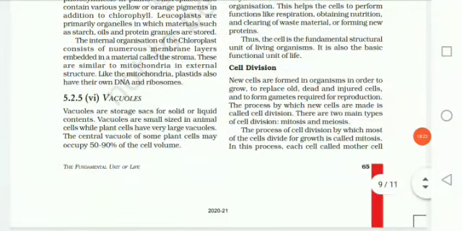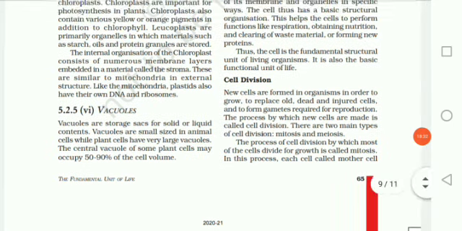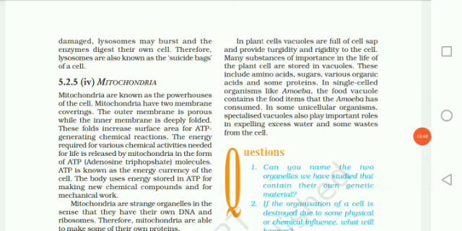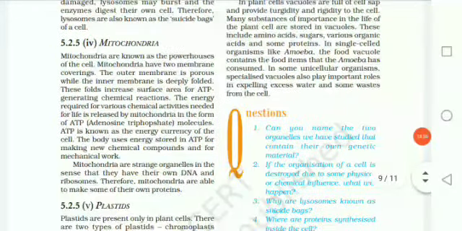Next we have vacuoles. Vacuoles are storage sacs for solids or liquids, for fats, carbohydrates, foods and so on. In a plant, 50 to 90% of the cell volume is vacuole. Plant cell vacuoles are full of cell sap and provide turgidity and rigidity to the cell. Many substances of importance in the life of the plant cell are stored in vacuoles. These include amino acids, sugars, various organic acids and some proteins.